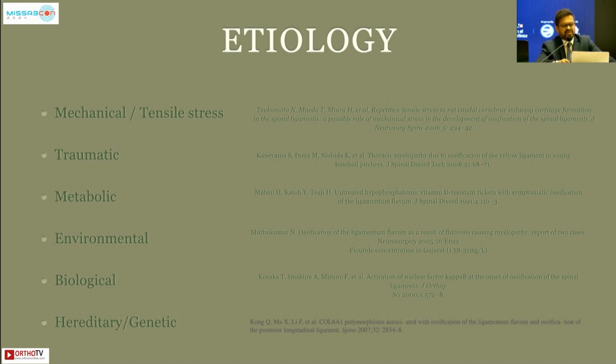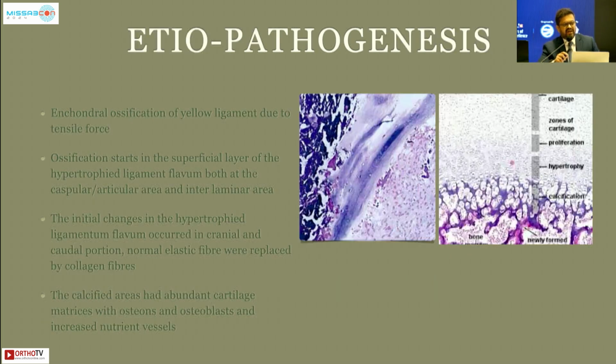The other causes are traumatic, metabolic, and environmental, in places where the fluoride concentration in water is significantly high. I just did an internet search for the fluoride concentration in Gujarat, which is about 1.5 to 31 milligrams per liter. They have also described biological causes and genetic predisposition for TOLF. The etiopathogenesis is enchondral ossification of the yellow ligament due to the mechanical stress or tensile force.